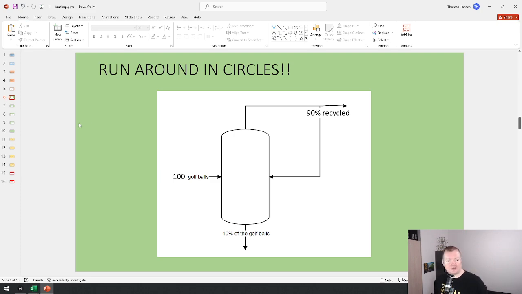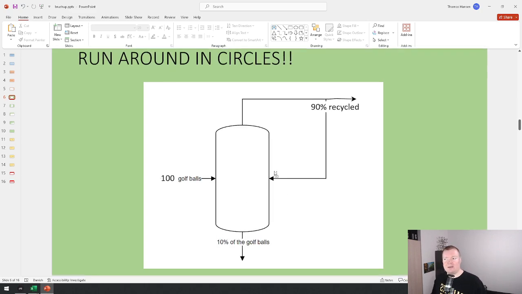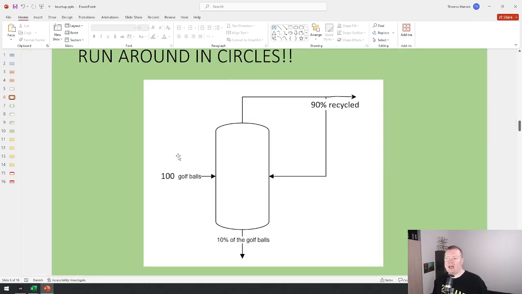So I know that I showed some of my students this lovely example here where we have an extremely simple system with some golf balls entering into a tower. Some of them go out the top, 10% go out the bottom. Then we have a split where we recycle 90% and then it just continues moving on. Now, if we didn't have the recycle, this would be so easy. 100 golf balls enter, 10 of them go out the bottom, 90 go out the top. The system is now in balance.